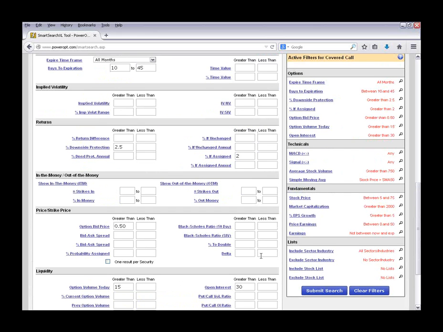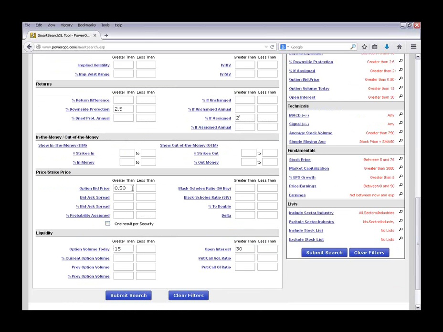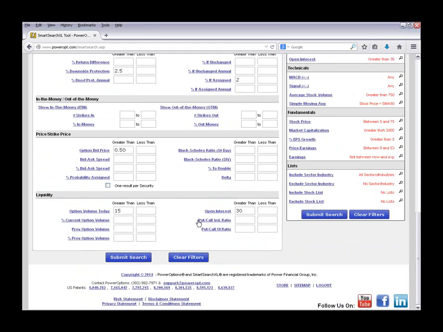Now, is that highly advanced for options criteria? No, we selected our time frame, 10 to 45 days out. I looked for a minimal downside protection, taking into account that those that are 10 or 12 days out are going to have smaller downside protection. We still have to make it worth our while, so we want at least 2% return if assigned. Minimum option bid price of just 50 cents, and my option volume today and open interest, some basic values.